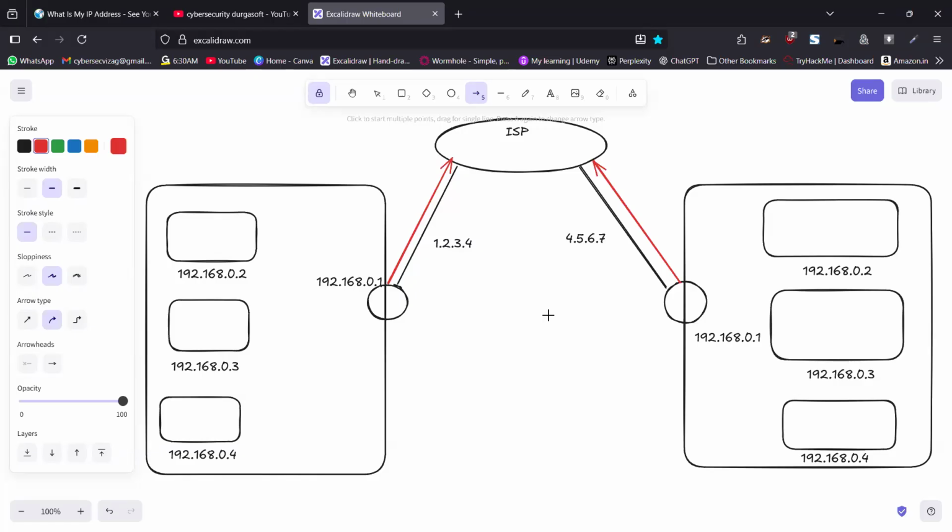They're providing you the service of internet with the public IPs.